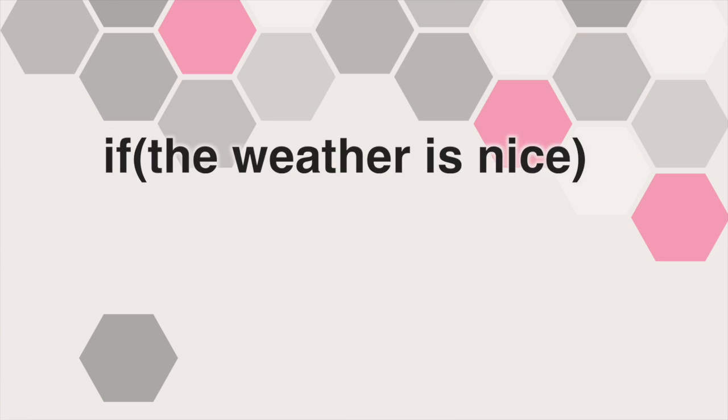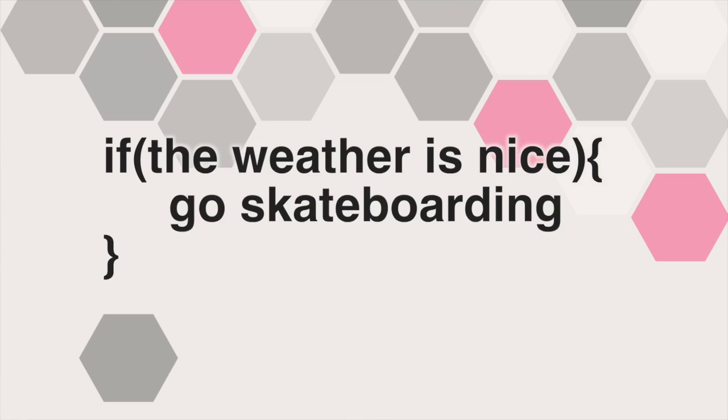So for example, you might say, if the weather is nice, let's go skateboarding. It is kind of a simple, normal English thing that we might say that is an if statement. It's, if, and the condition is the weather's nice, and the chunk of code we run is go skateboarding. And if the weather's not nice, then we skip it.